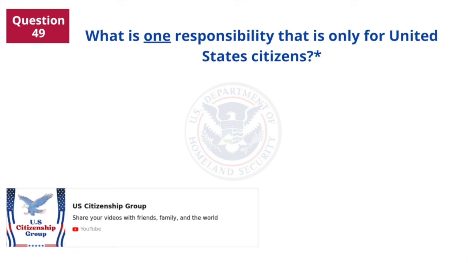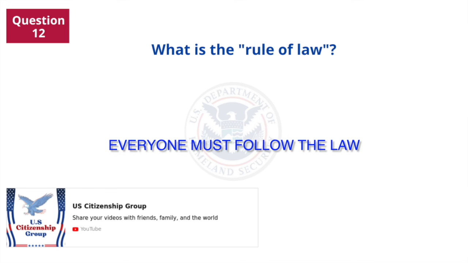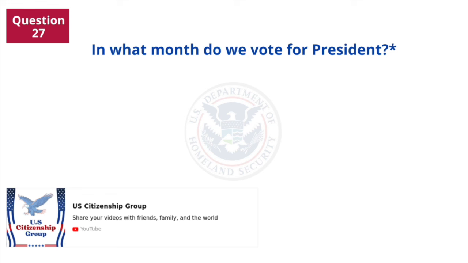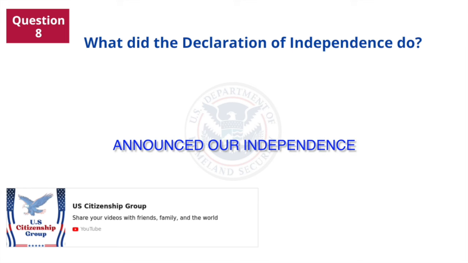What is one responsibility that is only for United States citizens? Serve on a jury. What is the rule of law? Everyone must follow the law. In what month do we vote for president? November. What did the Declaration of Independence do? Announced our independence from Great Britain.